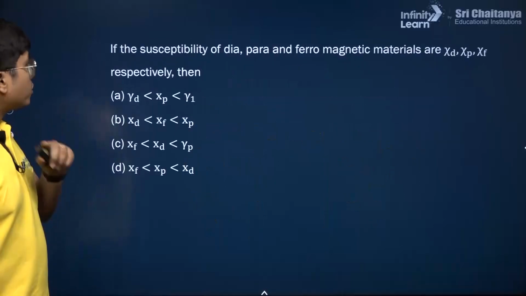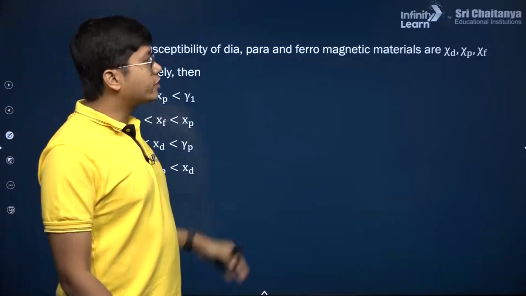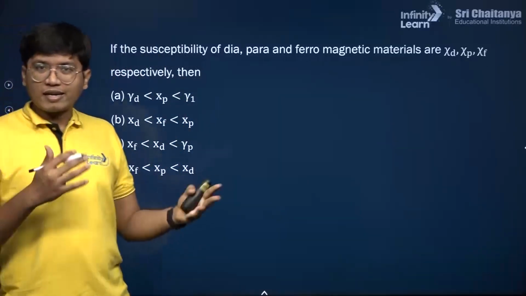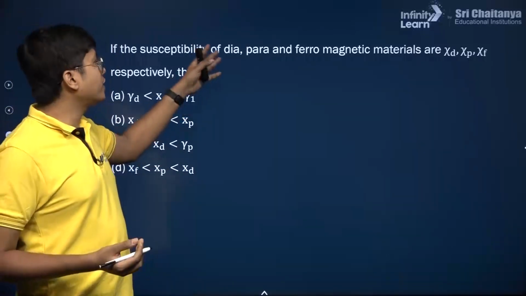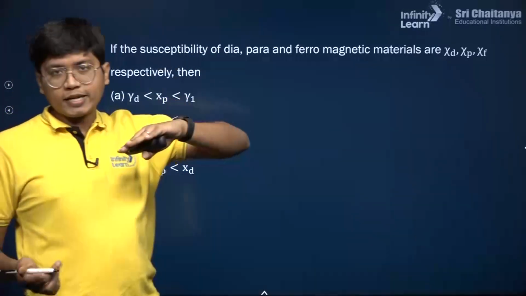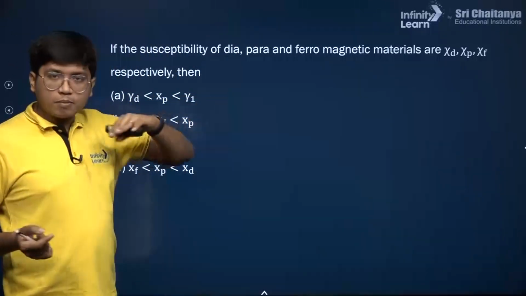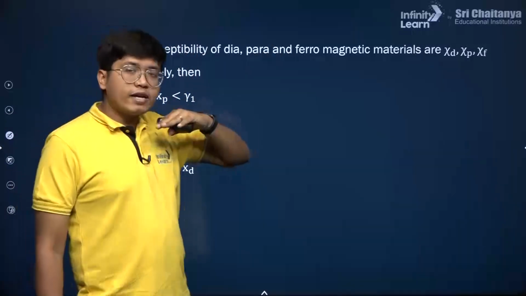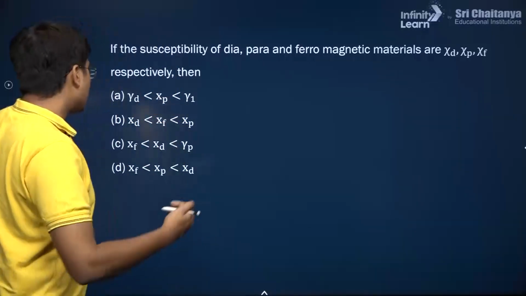Okay, let's move on to the next one. This says susceptibility of dia, para, ferromagnetic materials are chi D, chi P and chi F. Then what is the ratio, how strong they are, the increasing or decreasing order. So, this is a theoretical question. We know diamagnets have the least susceptibility because they have a small negative value. Paramagnets are more than that, they have a small positive value, and ferromagnets have a very high positive value of susceptibility. So, this is a theory based question.